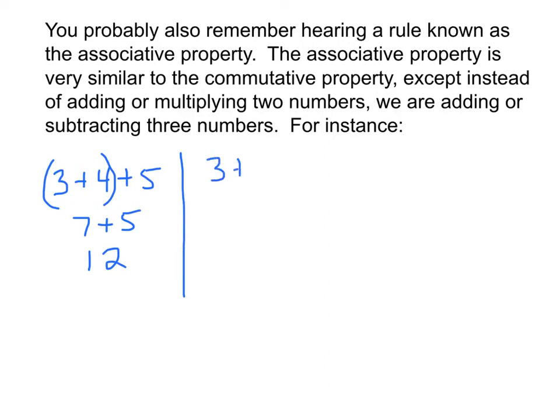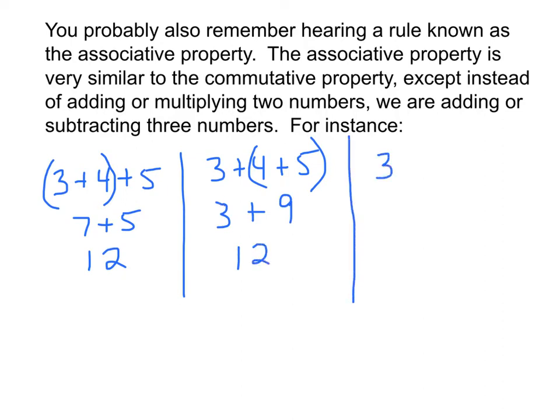However, if you wanted to, with 3 plus 4 plus 5, you could add together the 4 plus 5 first, then you would get 3 plus 9, and you would also get 12 for an answer. Truthfully, you could, if you wanted to, even change the numbers around. Instead of 3 plus 4 plus 5, I could do 3 plus 5 plus 4. I could get 8, and 8 plus 4 also gives us 12.